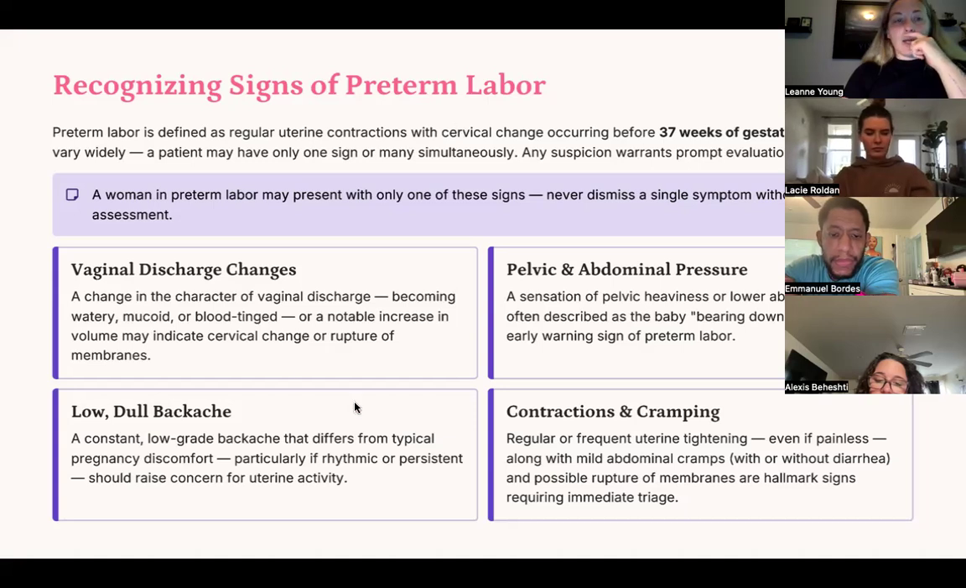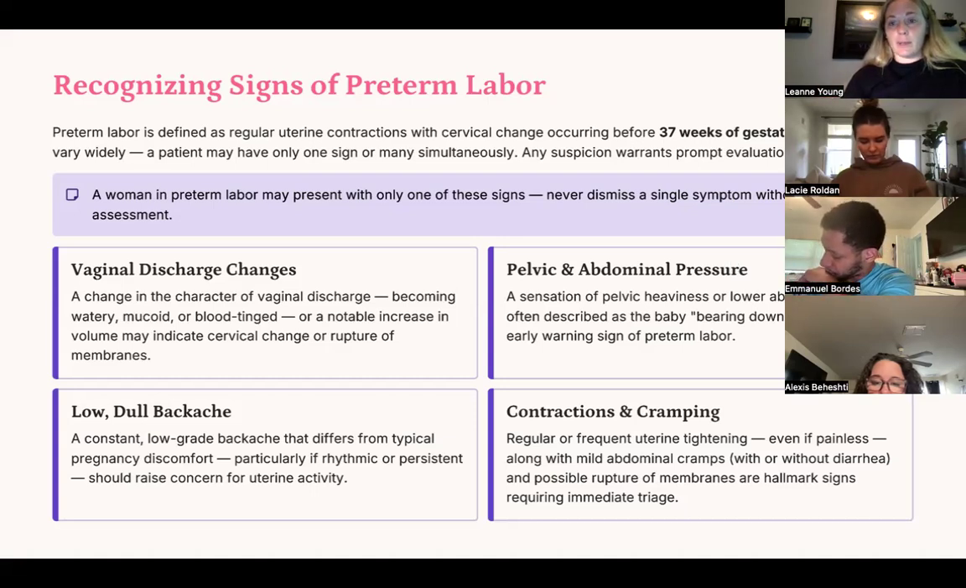Okay. Another thing that we can see with preterm labor would be pelvic and abdominal pressure. What I was talking about is that pelvic heaviness, where mom's like, I just feel full. It's hard to explain because it's just a sensation. There's not really anything besides mom's report. But if she says she's feeling pelvic heaviness or lower abdominal pressure, like she's bearing down, like baby is pushing down into her pelvis, this could be an early warning sign of preterm labor. Baby has dropped into position to be born. They're getting ready to come down and be born early.